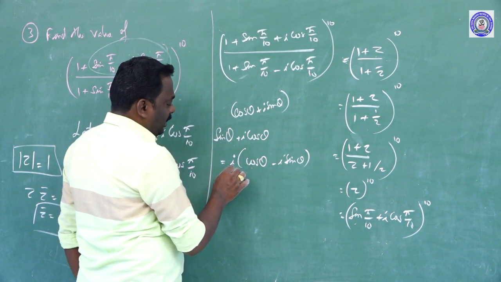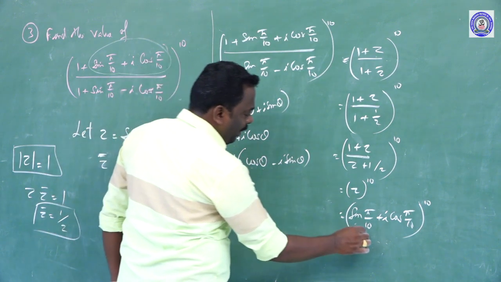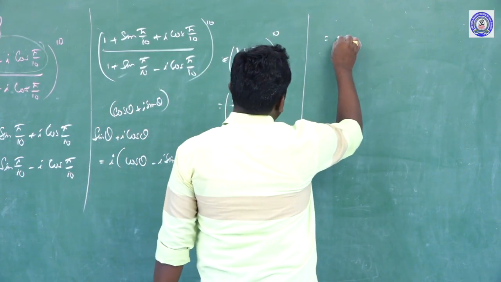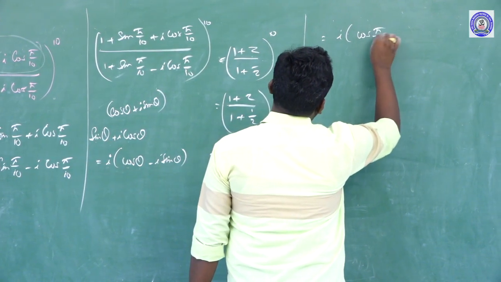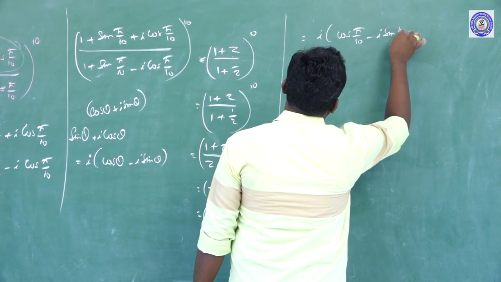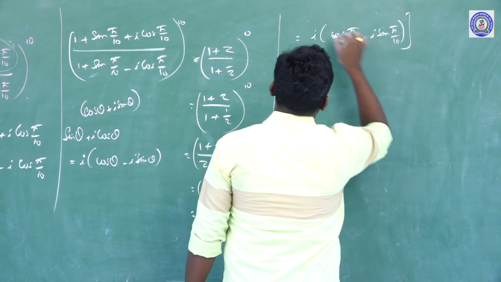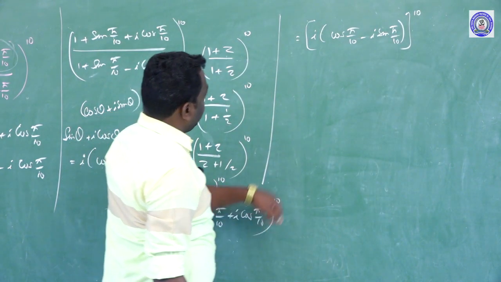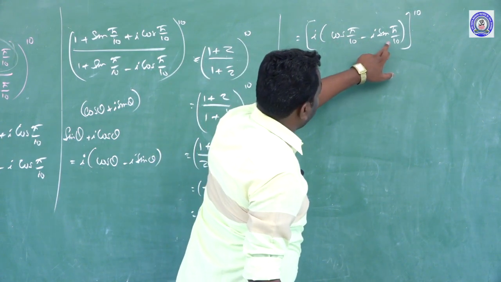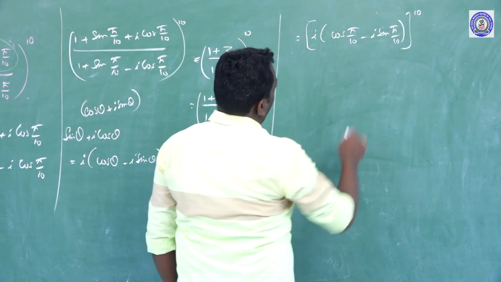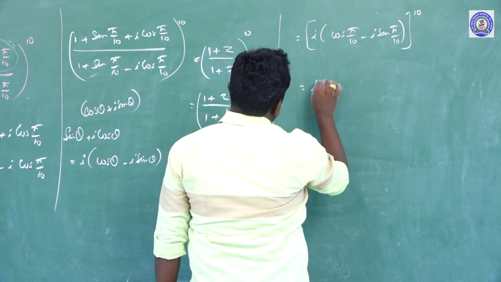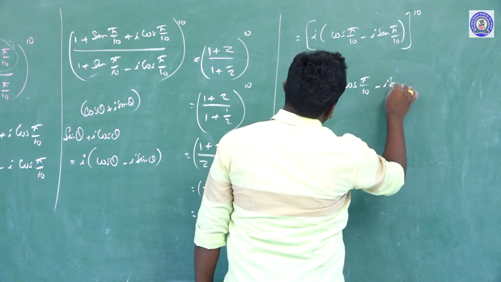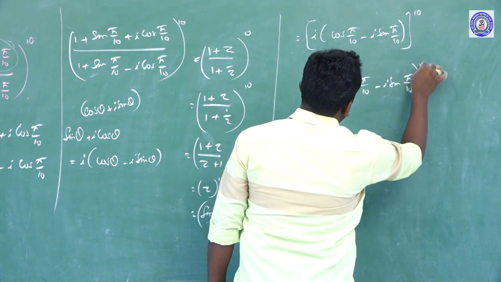So applying this formula with θ = π/10, the expression equals (i(cos(π/10) − i sin(π/10)))^10. Sin θ + i cos θ equals i(cos θ − i sin θ), with θ = π/10. Now bring the power 10 into the bracket: that is i^10 within the bracket, (cos(π/10) − i sin(π/10)) whole power 10.